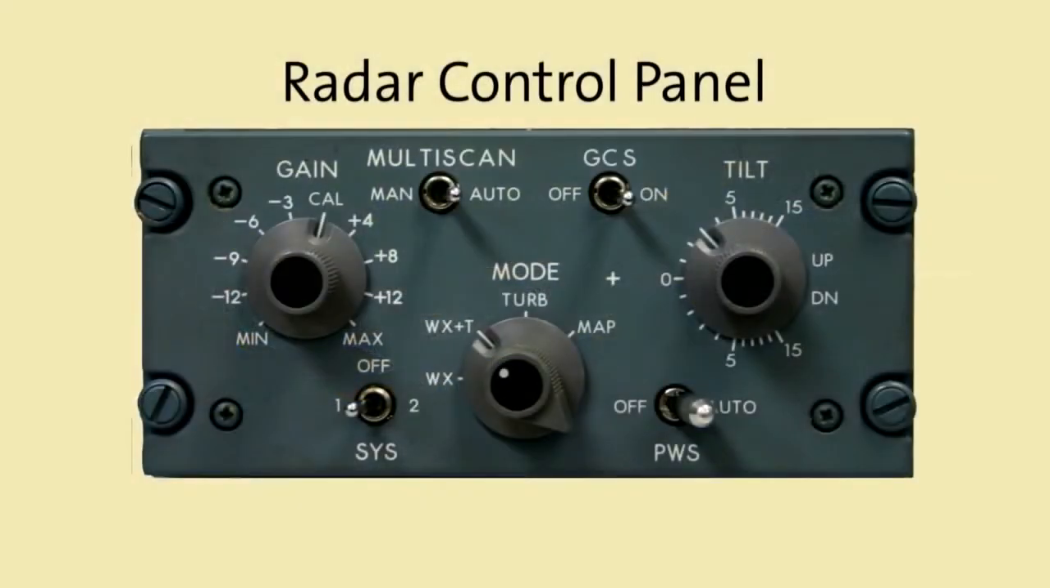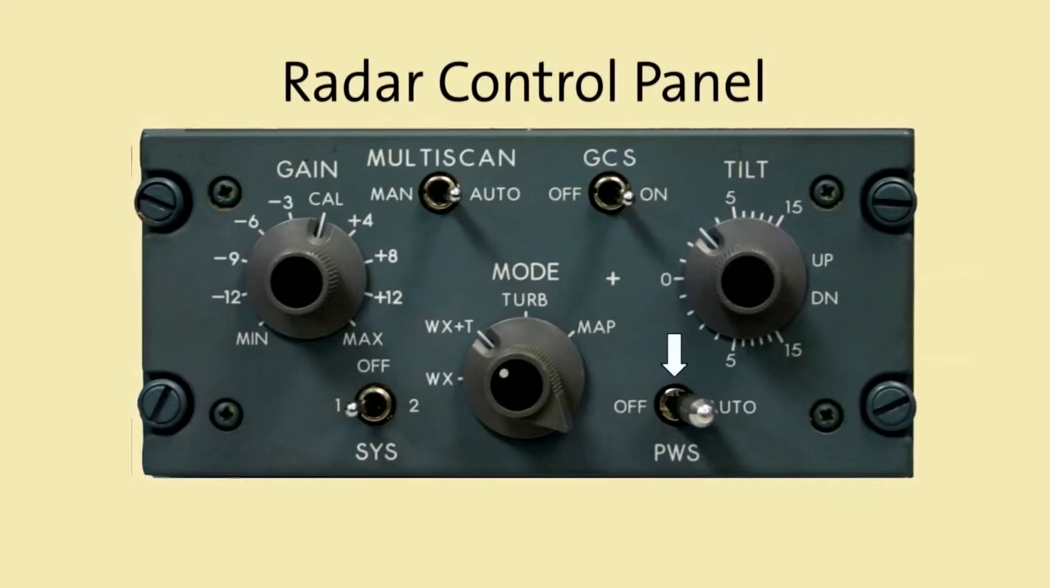The Airbus Radar Control Panel System Switch is a three-position switch. The center position turns the system off. The number 1 position selects the left receiver transmitter, or RT, and the right position selects the right RT.